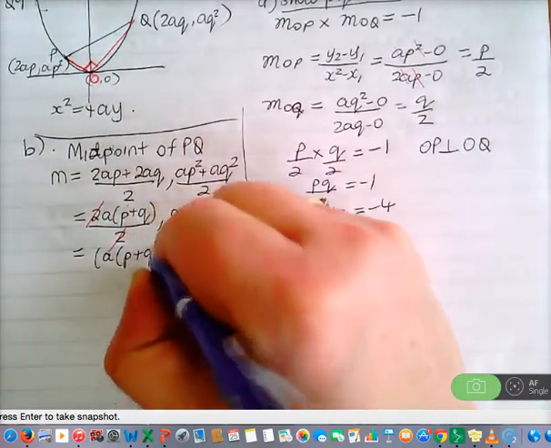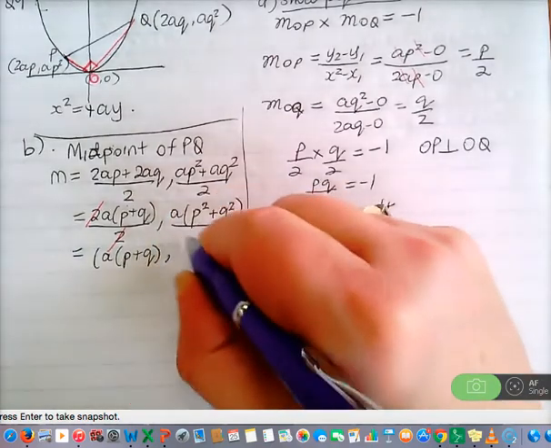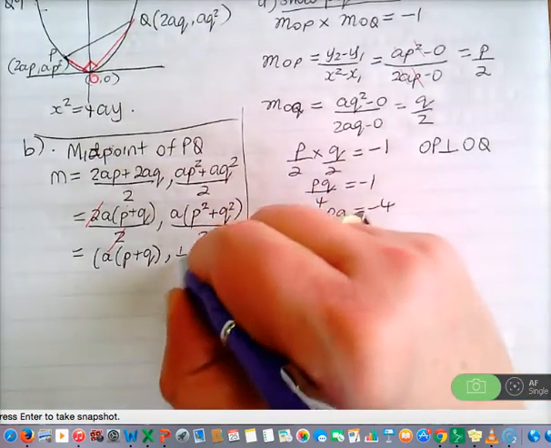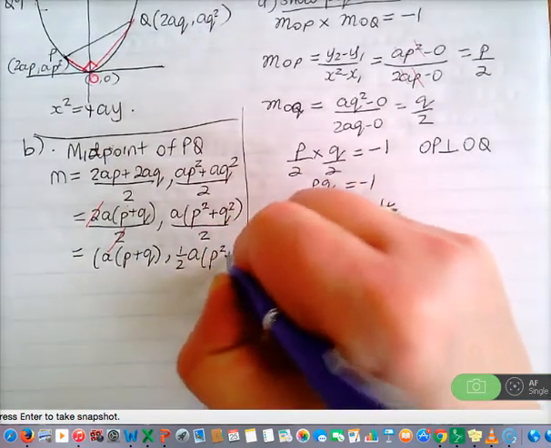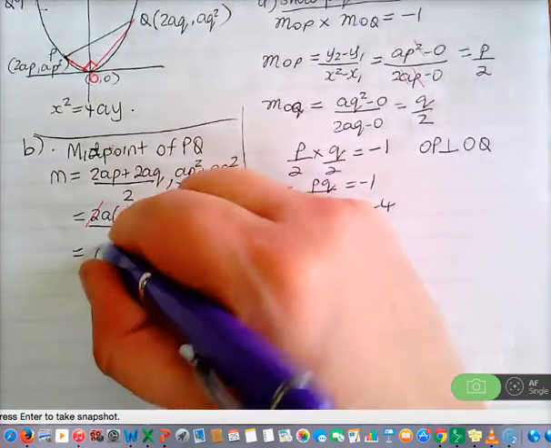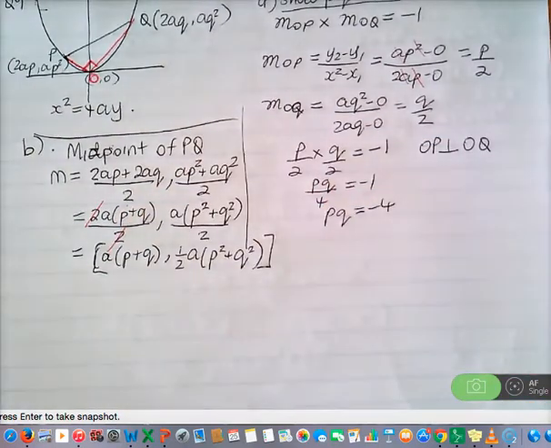A bracket P plus Q, comma, and then it says a half A. That's the same. A on 2 is a half A. Because normally you put points in brackets. So, girls, that's not hard.